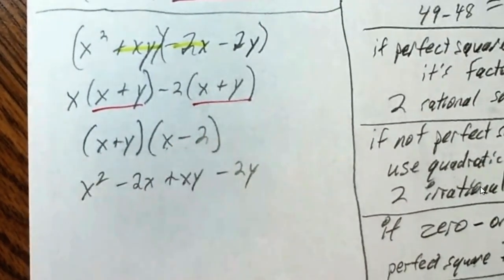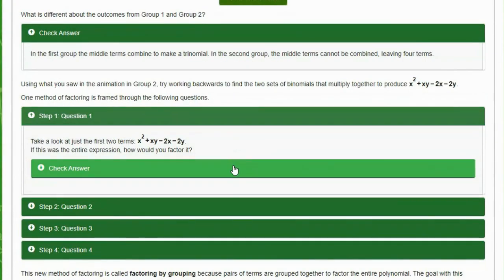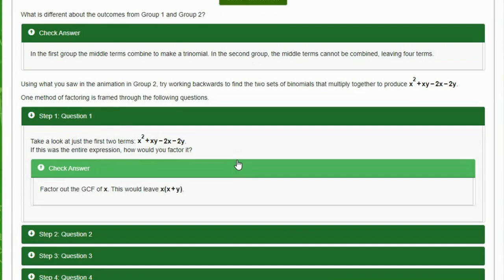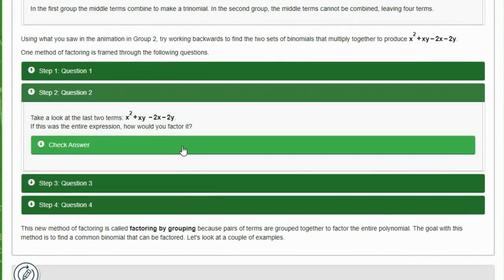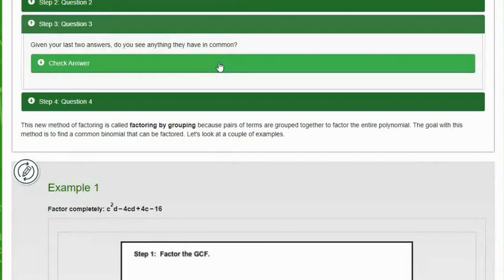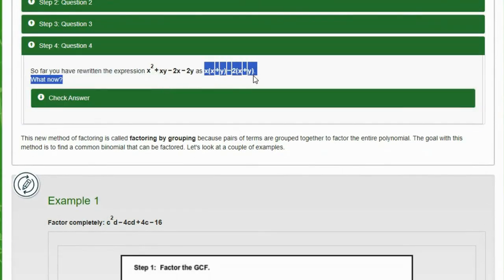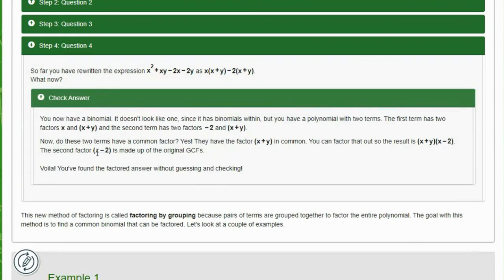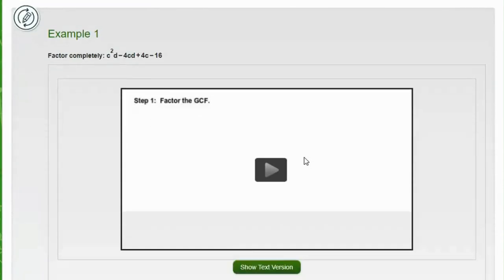So we worked backwards to figure out what were the factors, and we did it by breaking them into groups of similar terms. So factoring the whole thing, look at the x squared plus xy, plus the negative 2x minus 2y. Negative 2 could be factored out of the second two terms. Now they both have an x plus y that we can factor out, and you end up with the x minus 2 and x plus y. That's called factoring by grouping.